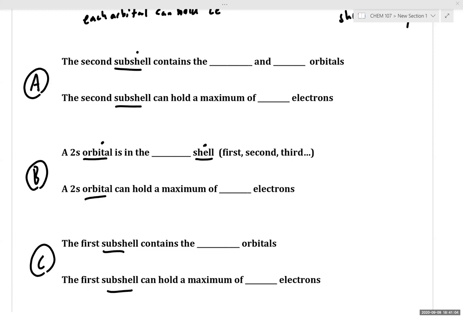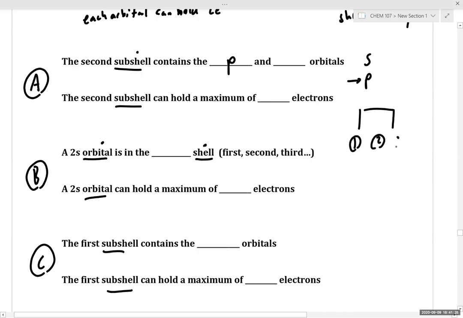so the second subshell in this case, so for our subshells, we have the S and P subshell. So the second subshell contains just the P orbitals. And the second subshell, which is our P subshell, can hold a maximum. So for our P subshell, we have a total of 3 orbitals, and we can hold a maximum of 3 times 2 or 6 electrons.